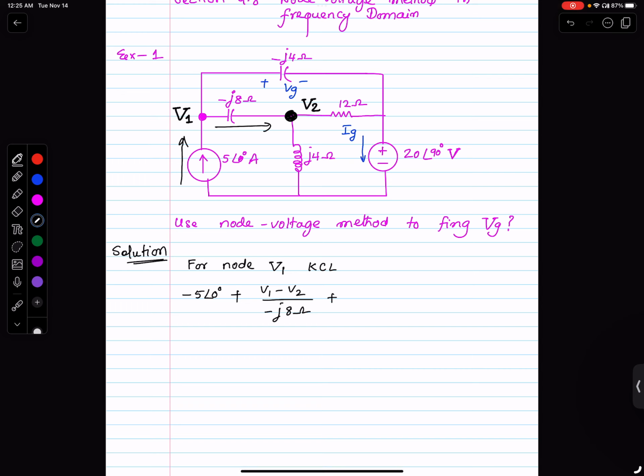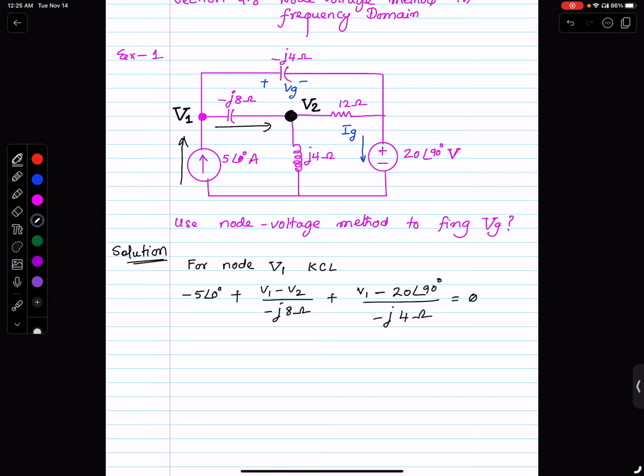Similarly, what is the current flowing in this branch? It will be V1 minus the voltage here, which is given to be 20 angle 90 degrees, divided by the impedance over here. So let me write it out. V1, which is this voltage, minus this voltage, divided by that impedance. So V1 minus 20 angle 90 degrees divided by negative J4 ohms. All of this equals 0.